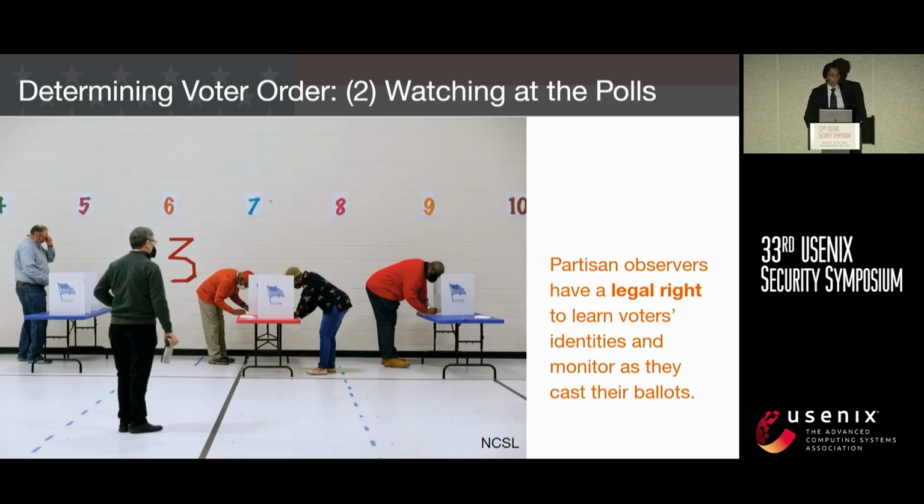There are also ways to attempt more wholesale privacy compromise. In many states, representatives of political parties have the legal right to learn voters' identity when they enter the polling place and to watch as they cast their ballot. They could use this to link every voter with the ballot that they cast.